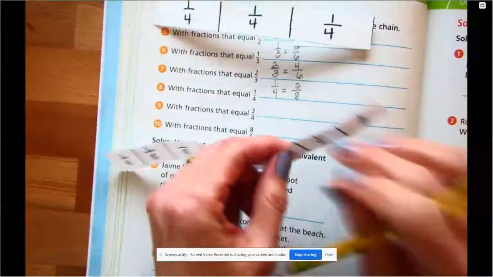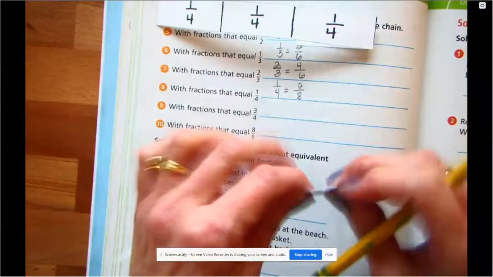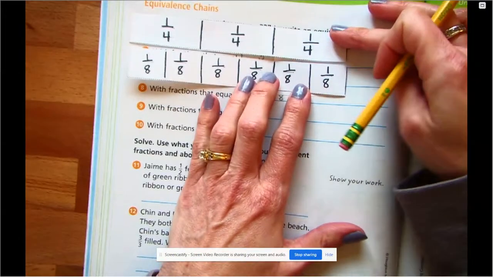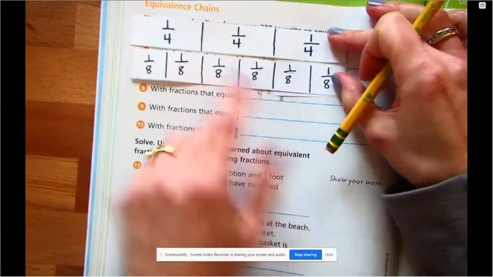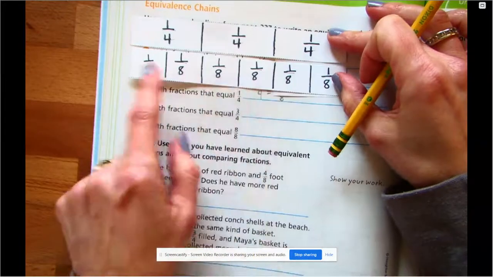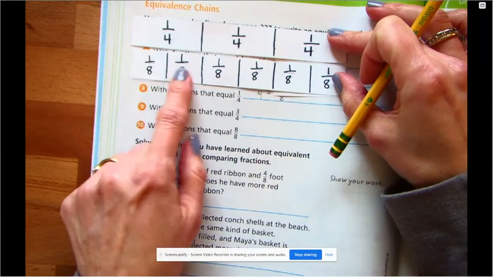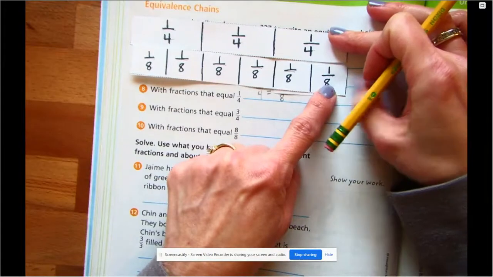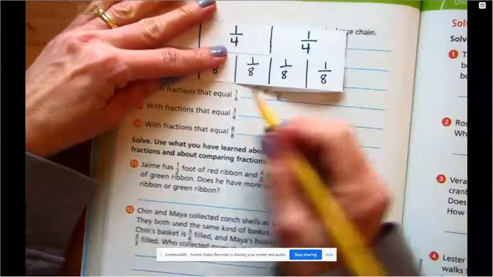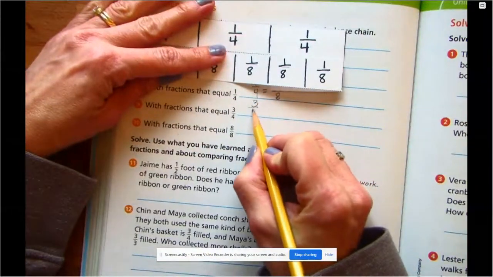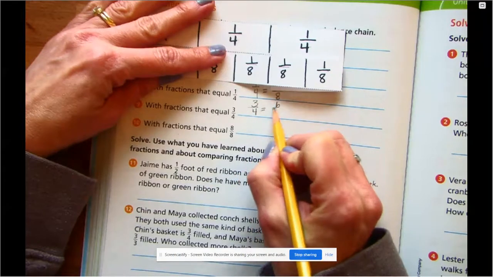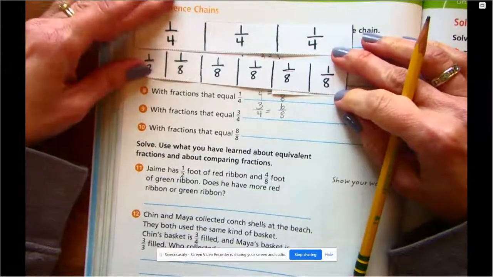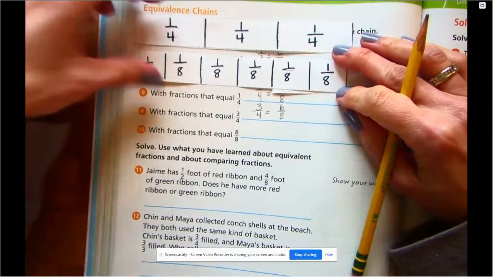If I fold my fraction strip, make them the same length, I have 3/4. How many eighths do I have? 1, 2, 3, 4, 5, 6. So 6/8 is equivalent. So 3/4 is equivalent to 6/8. That's our proof right there. Okay, and we could have done it on our number line on the previous page.